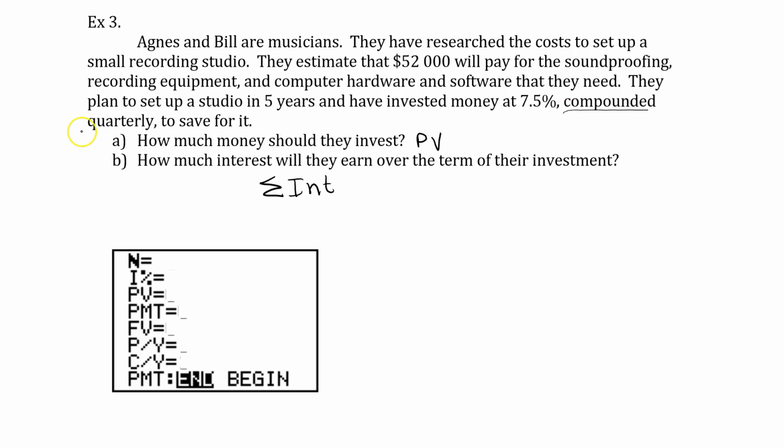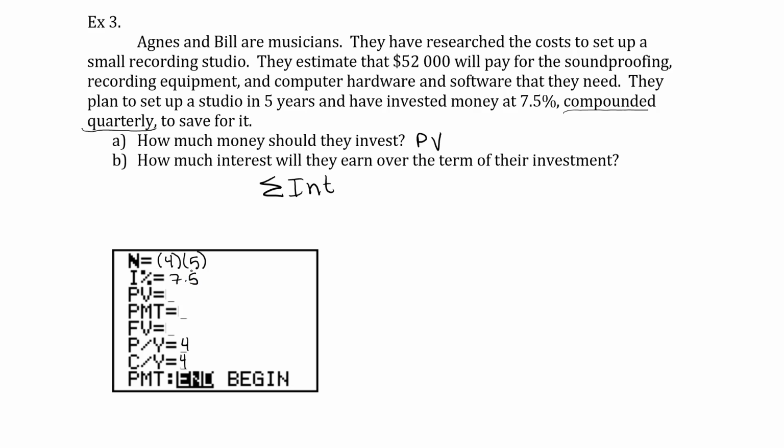What I like to do is start out with the compounding period. We know that it's compounded quarterly, so I'm just going to fill in 4 and 4, because that helps me figure out what my n is. So our n is 4 compounding periods per year times 5 years, which is going to be 20. The interest as a percent is going to be 7.5.